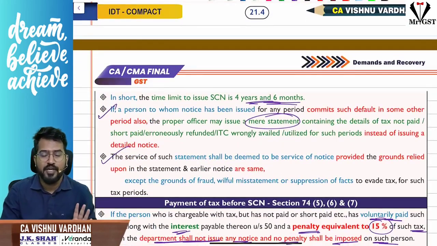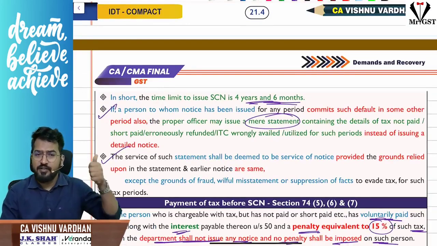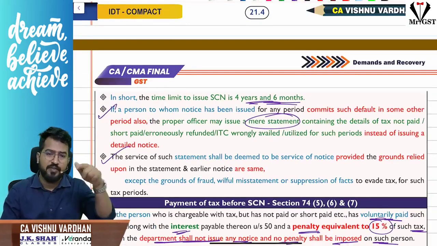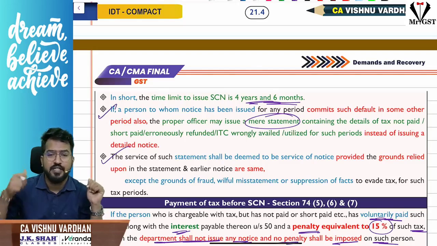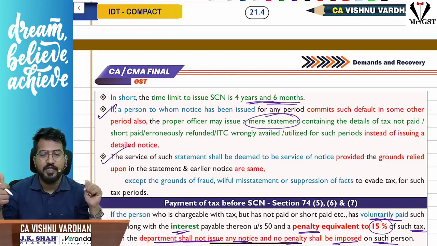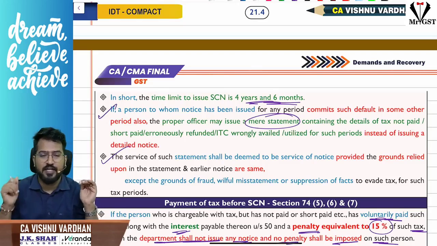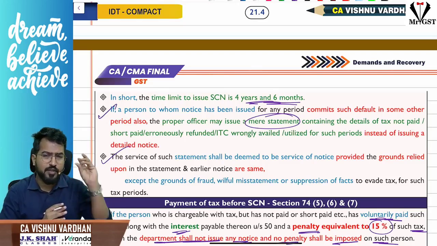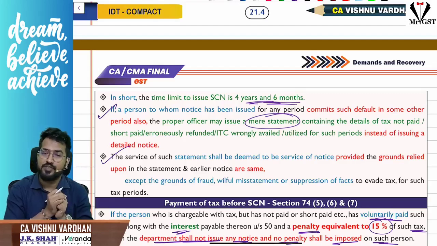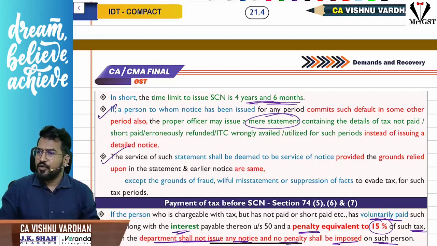Okay, so I repeat. In section 73, within 3 years from the due date of filing the annual return of the relevant financial year you should pass the order. Here, within 5 years. Here, show cause notice 3 months before the deadline. Here, show cause notice 6 months before the deadline. That means there, 2 years 9 months is the show cause notice time limit. Here, 4 years 6 months will be the show cause notice time limit. Hope you are clear with that.